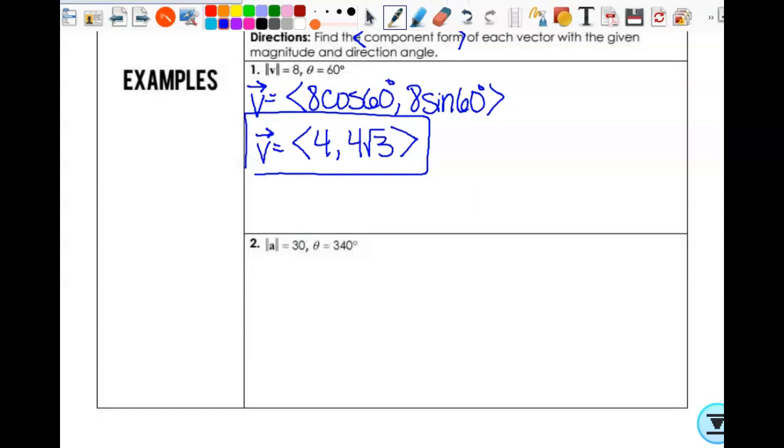If you want to check to make sure that your calculator is in degrees, type in 8 sine of 60, and you should get 4 square roots of 3. Not every calculator is going to give it to you nice and pretty in that square root form, but these will. That's one beautiful thing about these. And then we know that it's correct. Okay, we good on all that?